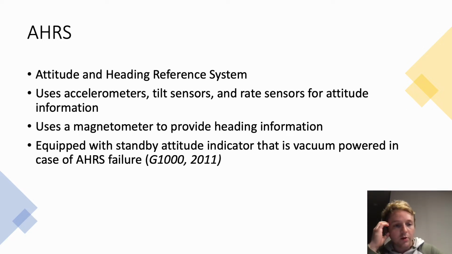So let's start off with the AHRS. That just means attitude and heading reference system. This system uses accelerometers, tilt sensors, and rate sensors that give you attitude information. Then it uses a magnetometer to provide the heading information. They do equip you with a standby attitude indicator that is vacuum powered in case the AHRS does fail.